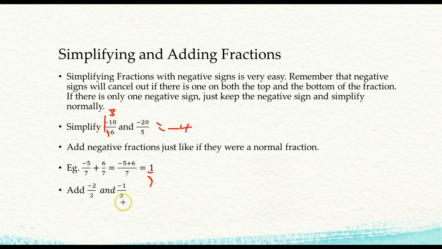Now let's add negative 2 over 3 and negative 1 over 3. So we just add normally. They both have the same denominator, which means we can just add the top. So it's negative 1 plus negative 2 over 3, which is equal to negative 3 over 3. There's only one negative sign, which means that the answer is just negative 1.